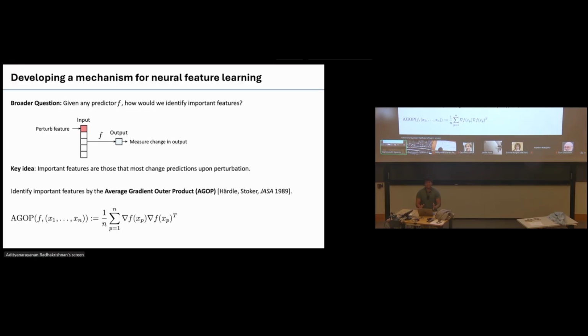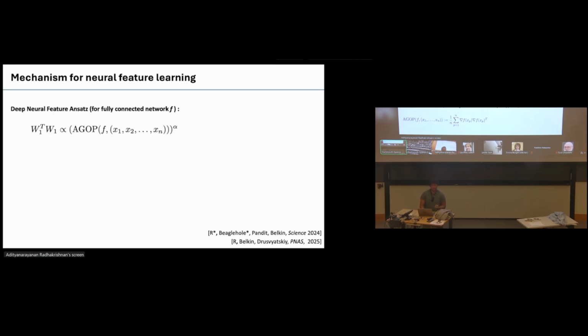Now, this is a nice, simple method for identifying important features. But the real claim that we have is that neural networks are implicitly implementing this procedure through training. And what I've stated here is what we've posed as an ansatz, which is that the covariance of the weights at the first layer are element-wise proportional. This is a matrix, so it's element-wise proportional to the AGOP of my trained neural network raised to some power. And I've written it here for the first layer, but in fact, this extends to deeper layers.